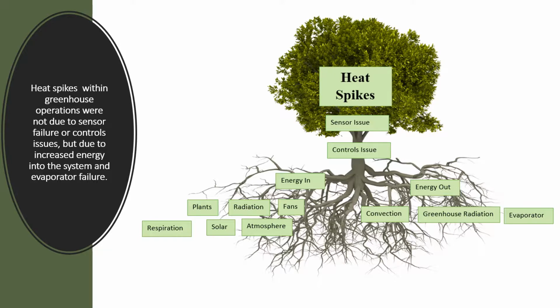To understand whether it was a machine error or if the system was being overloaded, an energy in versus energy out analysis was taken. Plants, the solar and sky radiation, and the fans were termed as energy in, and the energy out was termed as the convection going over the greenhouse, radiating energy into the atmosphere, and the evaporator, which is the primary source of cooling within the greenhouse.